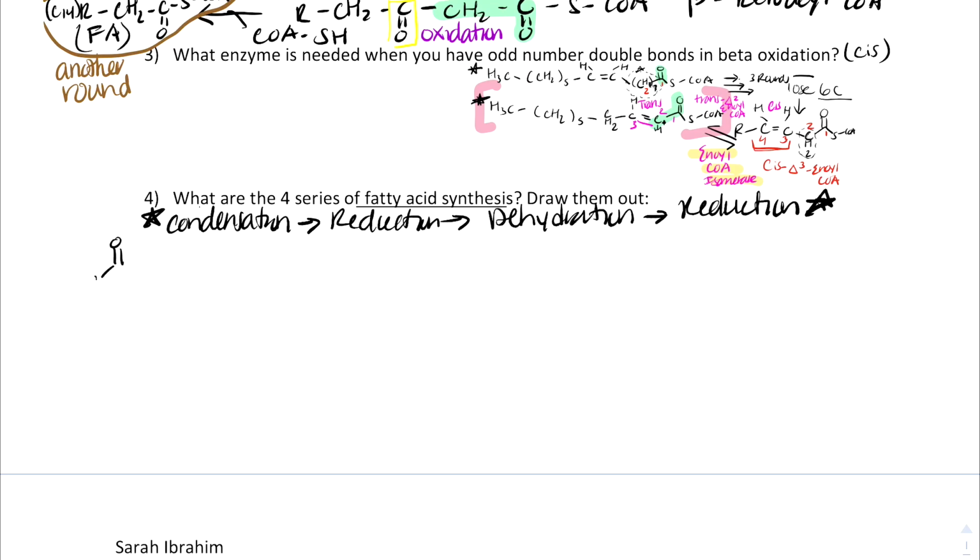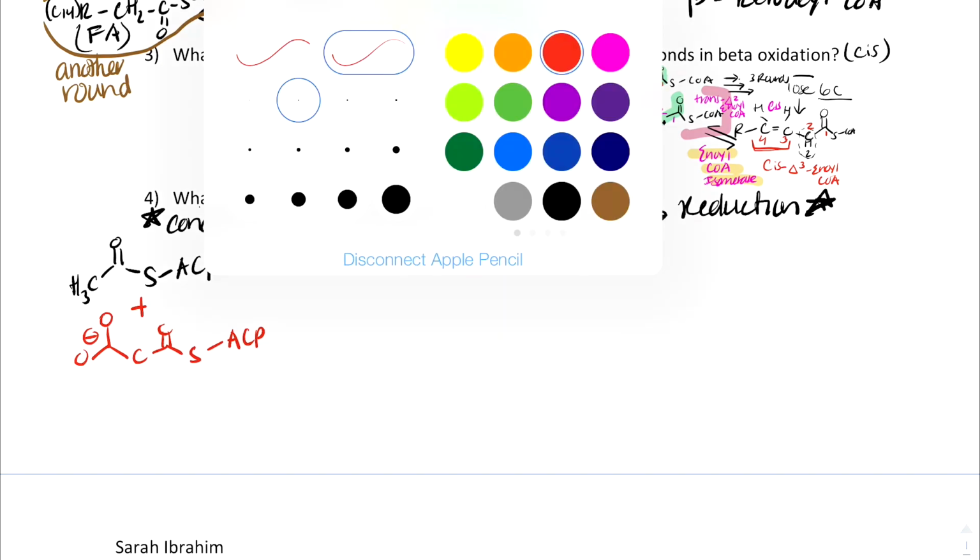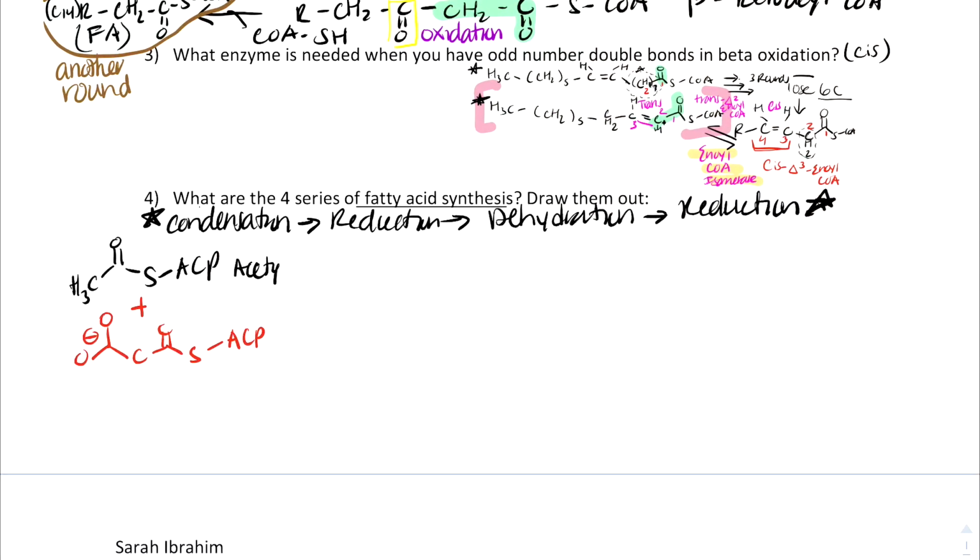So I'm drawing acetyl ACP, and we're adding it with malonyl ACP. I'm just going to refrain from drawing hydrogens just because it takes too long. So we have acetyl ACP, and then malonyl ACP.